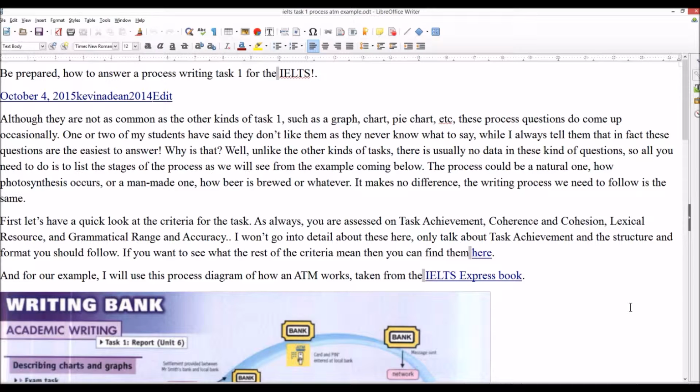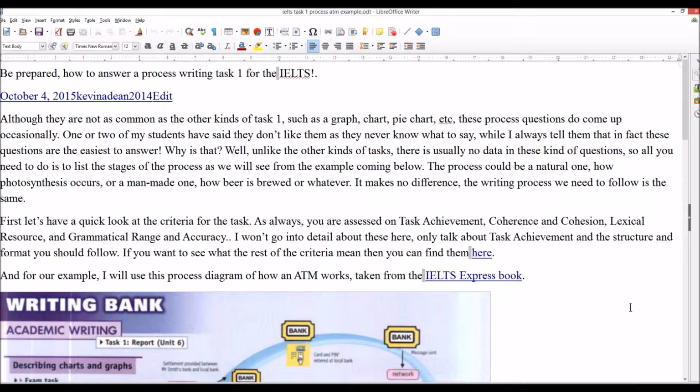There's no data, so you don't have to, you know, it's like in my previous video, depending on whether you saw it first, I was talking about task 1, a line graph. And for those kinds of questions, you have to pick out the key features. Now, that can be hard for some people, some people tend to include every feature. So you have to pick out the main features and then include the data, 18%, 20%, 50%, etc., depending on the question. But with the process questions, there is no data.